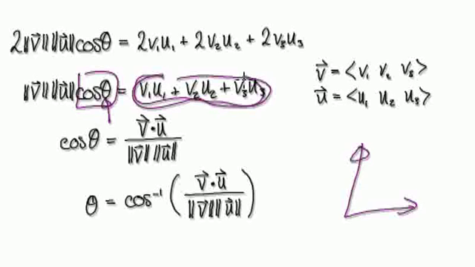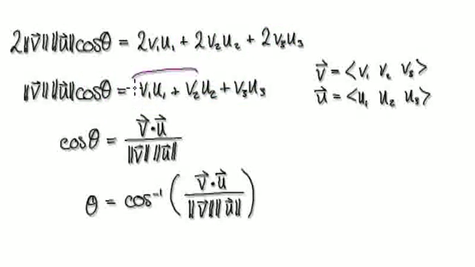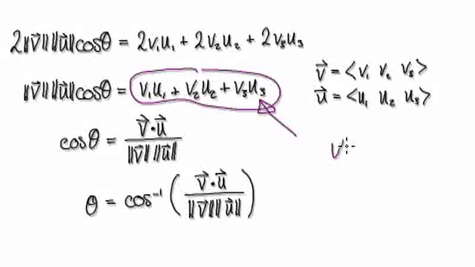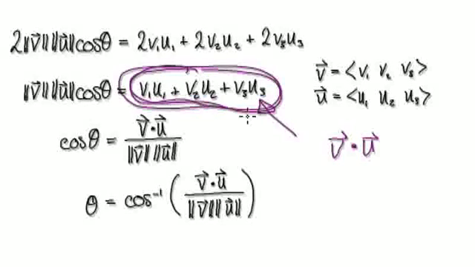Well, if you always need to do this, let's assign this thing a name, because we know we're going to use it again and again and again. Well, the name that we're going to assign it is v dot u. So this is our dot product. We defined this right from the start of the previous video.